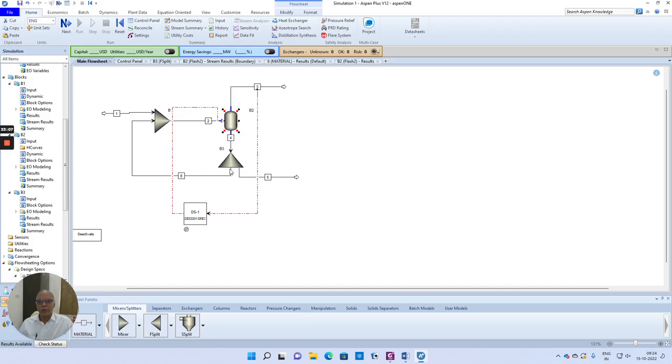But as you know, from the mass balance, mass is neither created nor destroyed. Whatever mass is entering should come out. So if you are recycling liquid product, the liquid product quantity will increase. If you are recycling vapor product, the vapor product quantity will increase. So I'd like to stop this demonstration here.